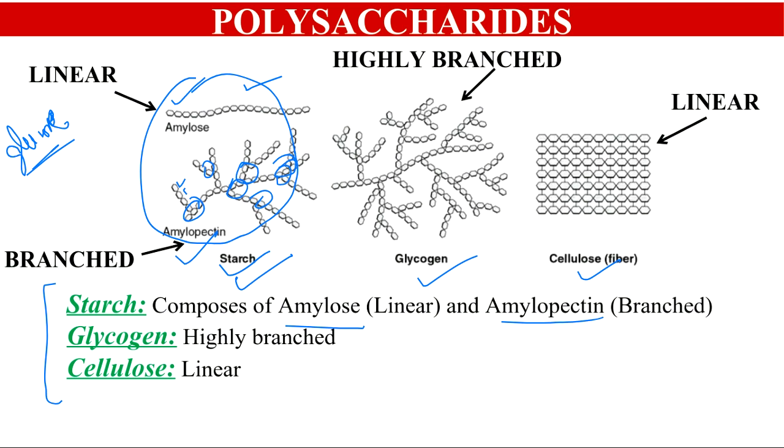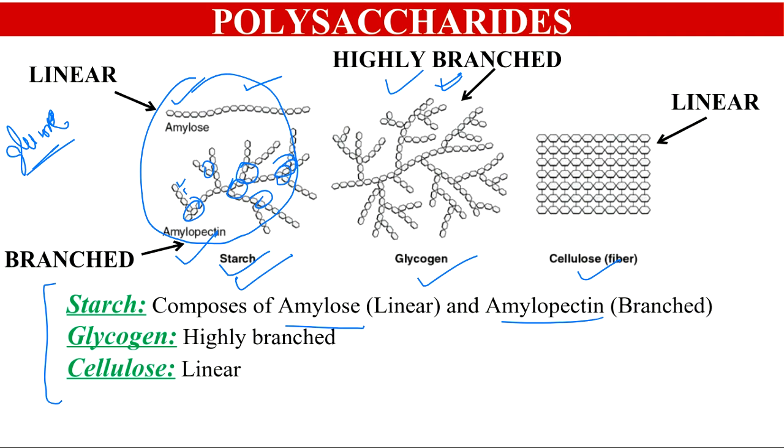Now coming to the structure of glycogen, you can observe that it looks very similar to that of amylopectin. But the only difference you can observe is that glycogen is highly branched. It has more branching as compared to amylopectin. It is a more complex structure than amylopectin.